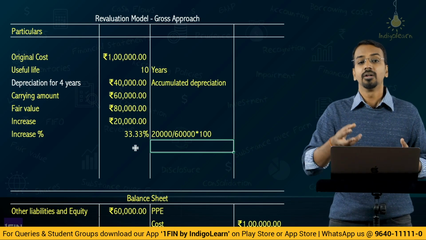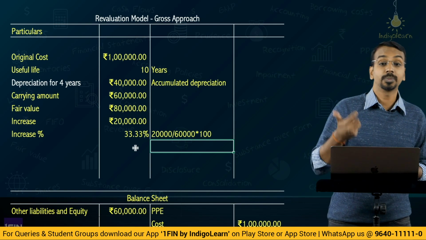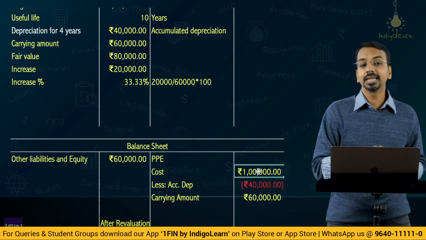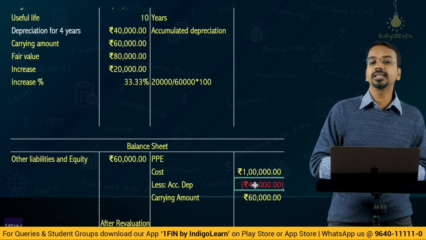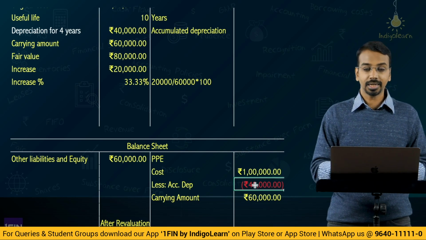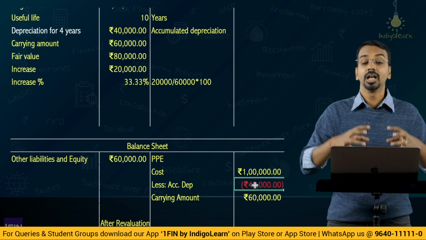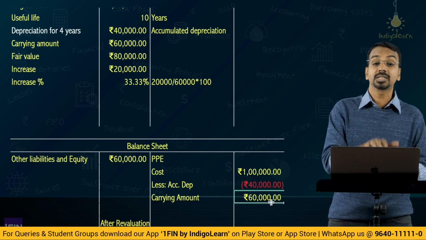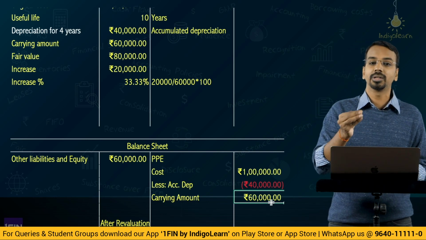What are we doing here? We are increasing the carrying amount of the asset by 33.33%. Now, can I say that I can increase the cost by 33.33% and also increase the accumulated depreciation by 33.33%, correct? So, I am increasing both the cost as well as the depreciation by the same proportion to ensure that this carrying amount increases from 60,000 to 80,000, which is also by 33.33%.